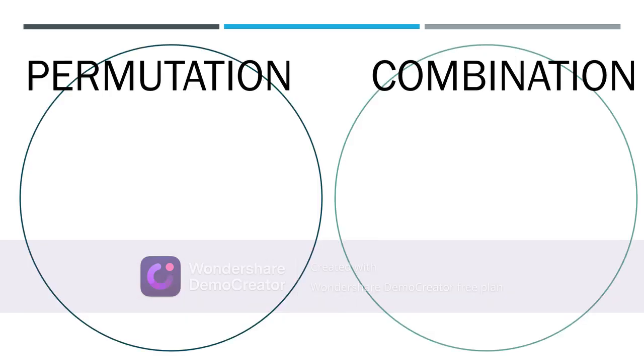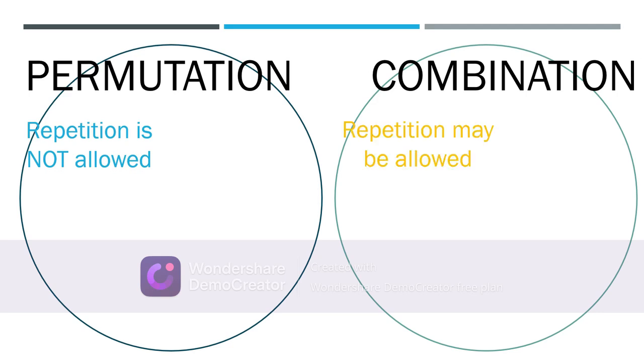Now in this next slide, we will use these two circles para malaman natin kung ano nga ba ang pinagkaiba ng permutation at saka ng combination. Now, simulan natin sa permutation. Pag sinabi nating permutation, repetition is not allowed. So dito, ginagamit kung yung order or sequence of arrangement is needed. So, kailangan. Okay? So, dito, repetition is not allowed. While sa combination, may be allowed. So, dito naman, ginagamit yung combination para mahanap yung mga number of possible groups na pwedeng mabuo.